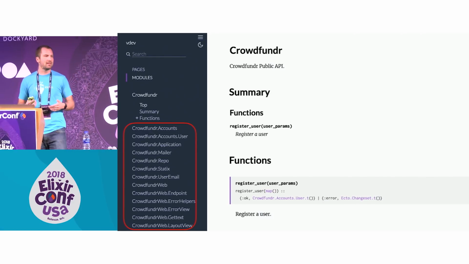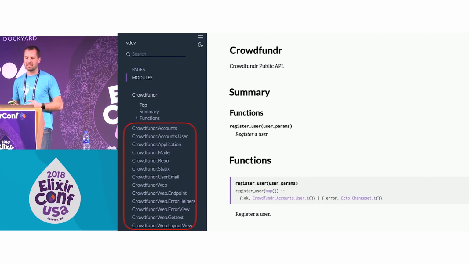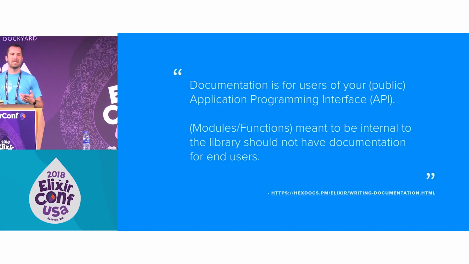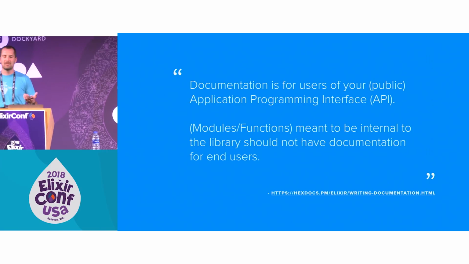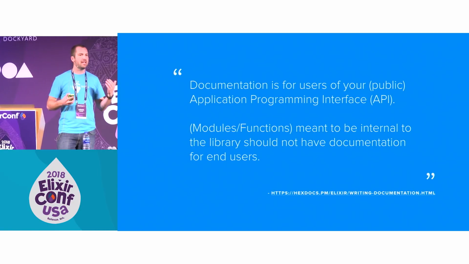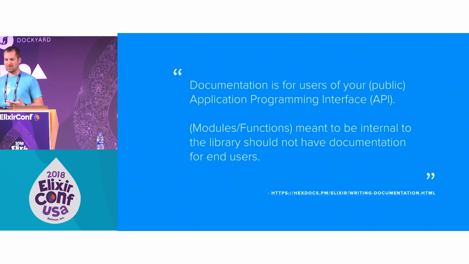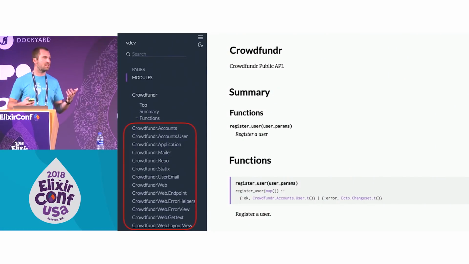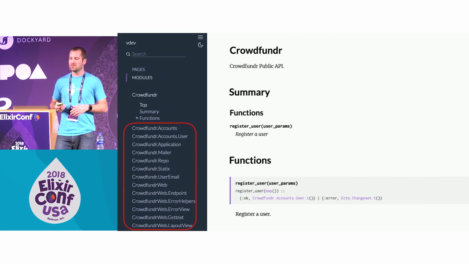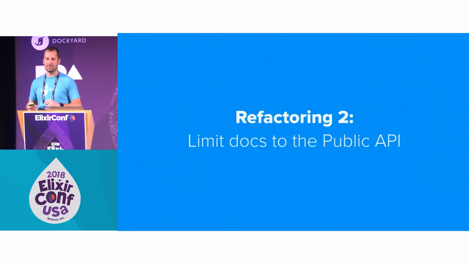And so how do we indicate that some of these modules are internal and not meant to be built on top of? Well, the Elixir documentation has a guide on this, and it says basically documentation is for the users of the public API, and internal functions and stuff, that doesn't need to be documented. So what we can do to indicate if stuff's public or internal is change whether it shows up in the docs or not. So that's our second refactoring. Let's limit our docs to our public API, so that way we know what's public and what's internal.